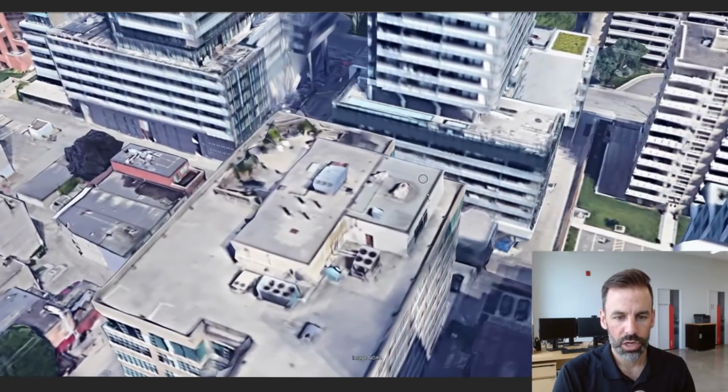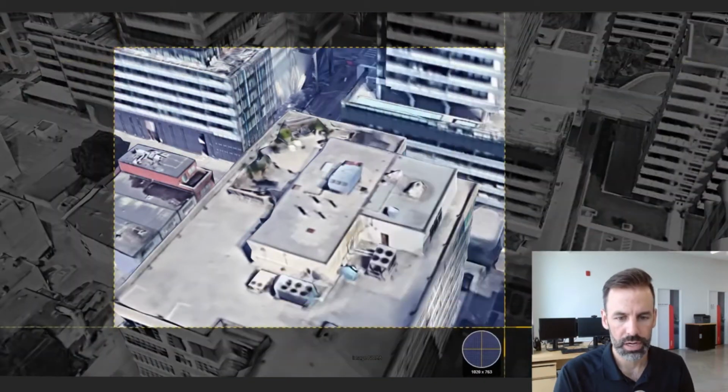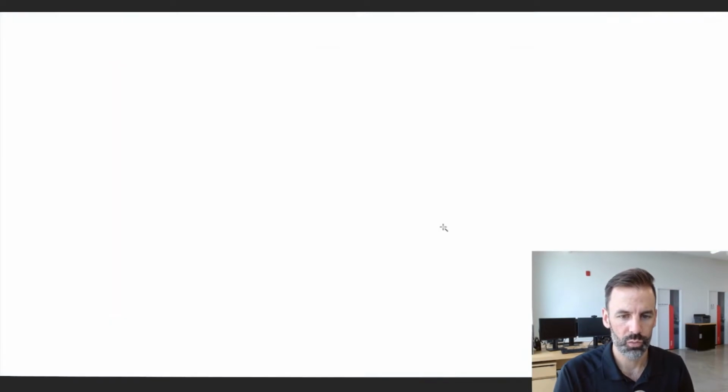So here's our situation. We have a high-rise building with a roof level on the rooftop where there are many mechanical units that all need to be maintained over time. So let's do a quick screen capture and get to work.